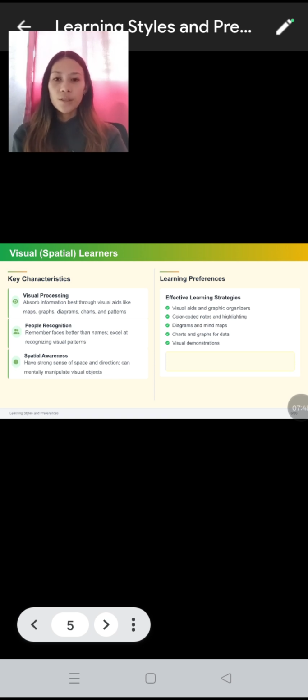Next is spatial awareness. You have a good sense of where things are in space, like knowing how to get around or how objects fit together. You can often picture things in your mind, like turning a shape around in your head. You are good at puzzles or imagining what a 3D object looks like just by looking at a flat drawing of it.